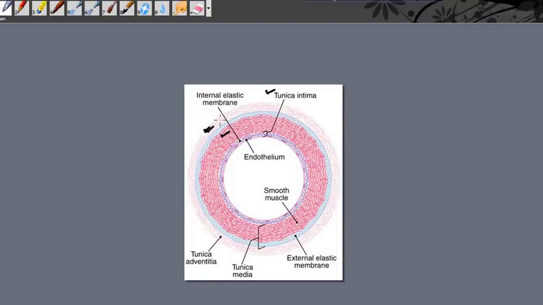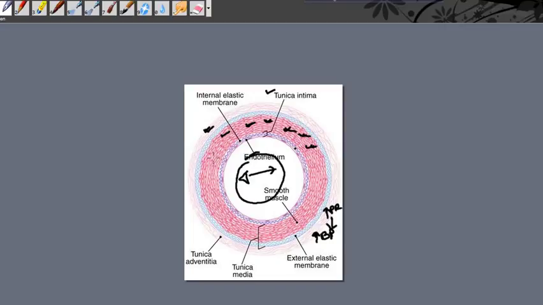The tunica intima is composed of endothelial cells, and the tunica media is mainly composed of a lot of smooth muscle cells. You can see this red muscle, a lot of smooth muscle, and the tone of this smooth muscle will create the diameter of the arteriole. If this smooth muscle contracts, the diameter of the arteriole goes down, right? The arteriole becomes narrow, and when the arteriole becomes narrow, your total peripheral resistance will go up, and when your total peripheral resistance goes up, your blood pressure will go up.